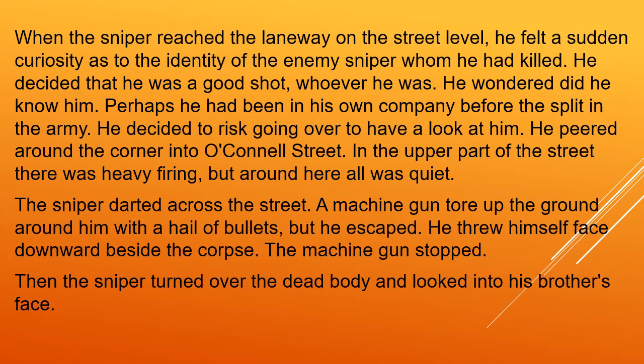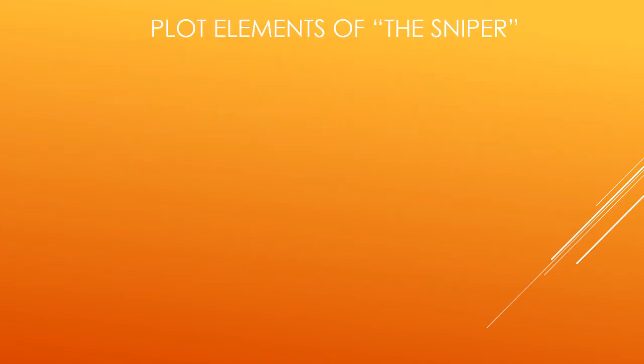He peered around the corner into O'Connell Street. In the upper part of the street there was heavy firing, but around here all was quiet. The sniper darted across the street. A machine gun tore up the ground around him with a hail of bullets, but he escaped. He threw himself face downward beside the corpse. The machine gun stopped. Then the sniper turned over the dead body and looked into his brother's face.